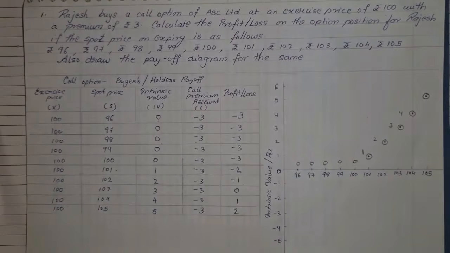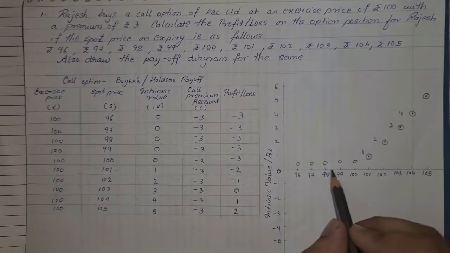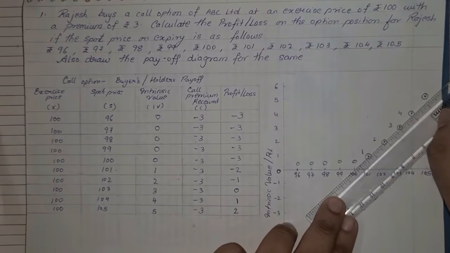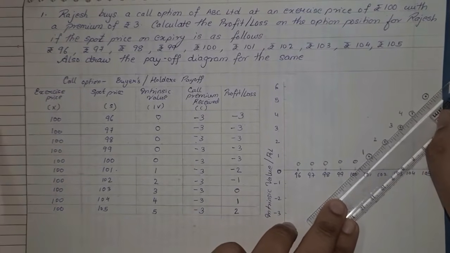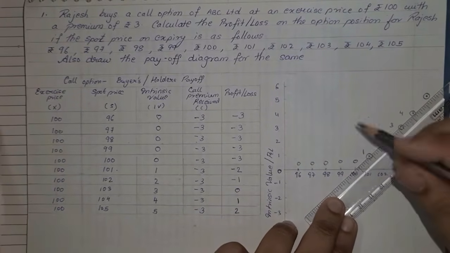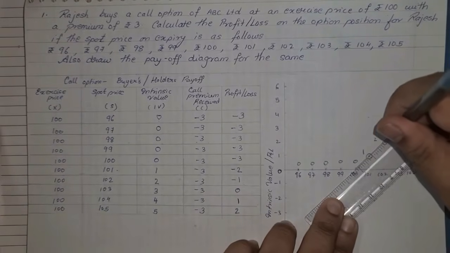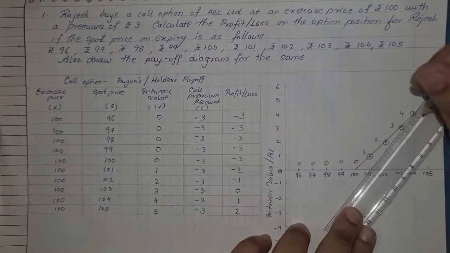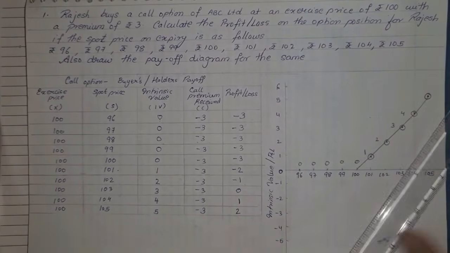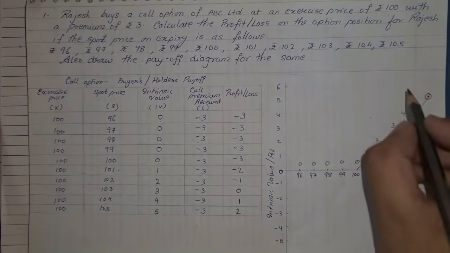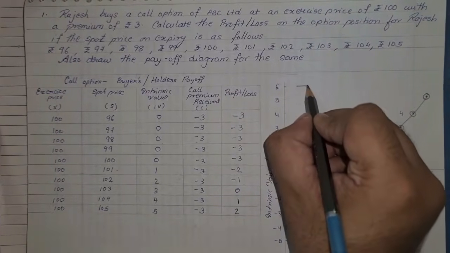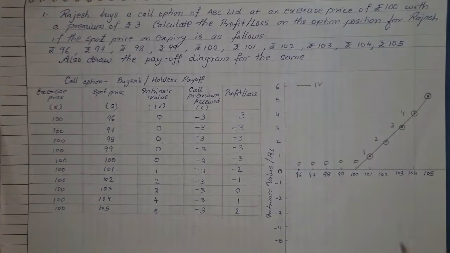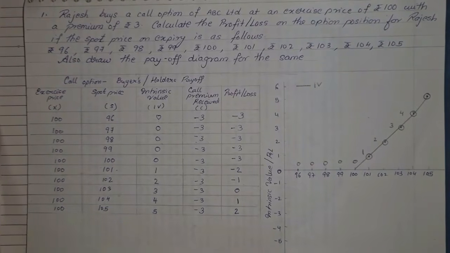Now since they were all 0, I don't have to mark them here. So from here we have to mark all the points. We're going to mark it down, and then there's a bit of a hinge here, so we just mark that down. So that's my intrinsic value. I'll note on my key that the straight line is nothing but my intrinsic value. Now similarly we'll have to make it for profit and loss.